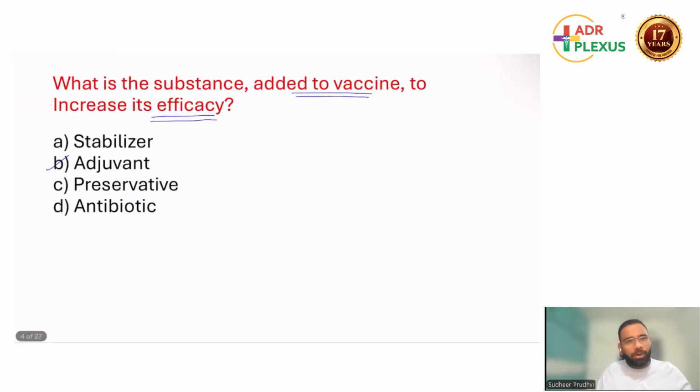Then what about the other options here? Stabilizer is just used to stabilize the vaccine during transport. And coming to preservative and antibiotic, they are just used to prevent bacterial contamination. That's it, not more than that.